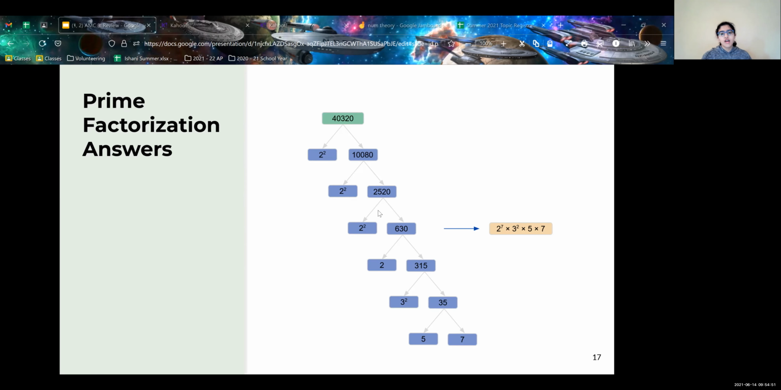30 is not a multiple of 4. However, the number does end in an even number, so it is divisible by 2. Then we get 315 as one of the factors after we divide by 2. When you sum up the digits of 315, it's 9, and 9 is a multiple of 9, meaning that 315 is a multiple of 9. So we divide out 3 squared, and then we get 35, and 35's factors are 5 and 7. So we write out the prime factorization as 2 to the power of 7 multiplied by 3 squared multiplied by 5 multiplied by 7.